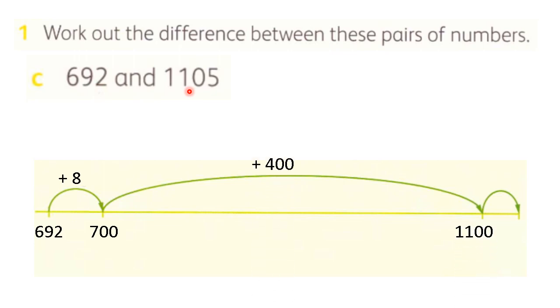400. Now, some of you may have done 700, 1000, 1100, which would be 300, 100, but the sum of 300 and 100 is 400. Finally, from 1100 to 1105 is a jump of 5. 8 plus 400 plus 5 equals 413, which is the difference between these pairs of numbers.